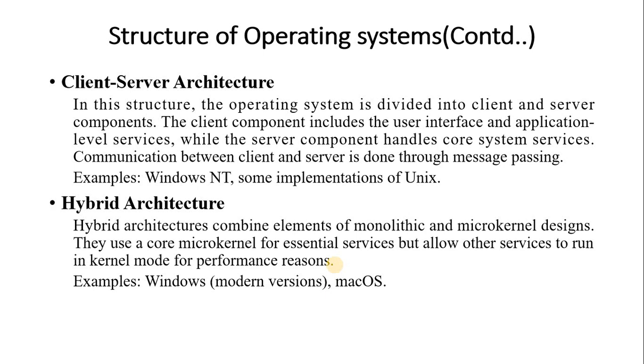Next, we have hybrid architecture, which, as the name itself says, is a combination of a number of architectures. Hybrid architecture combines the elements of monolithic and microkernel architectures. They use a core microkernel for essential services but allow other services to run in kernel mode for performance reasons. The examples are the modern versions of Windows operating system and Mac operating system.